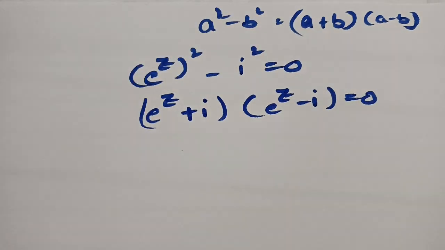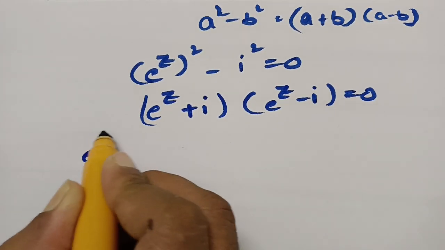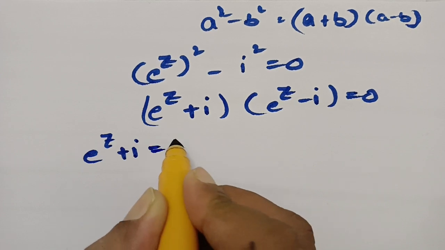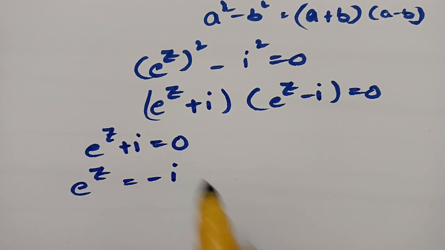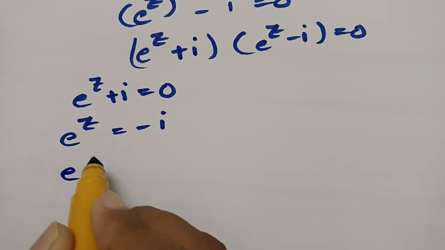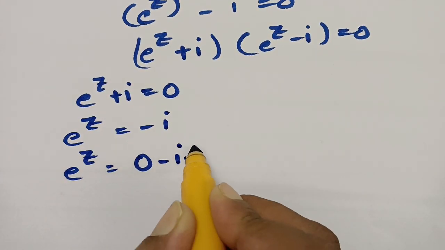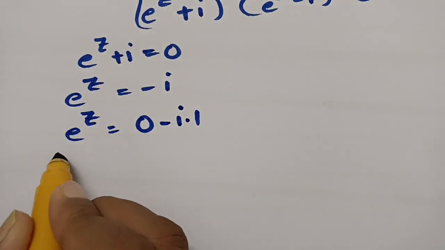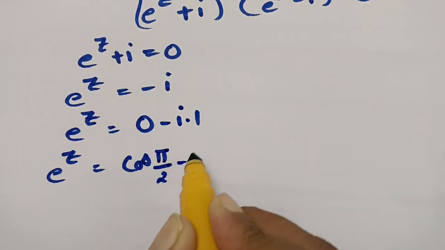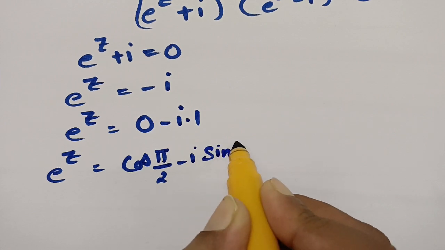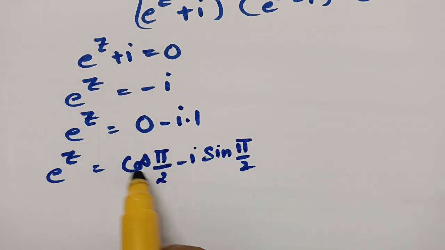Now I am going to equate each and every term to 0. If I equate e power z plus i is equal to 0, see what happens here. This will be e power z is equal to minus i. I am going to write this as e power z is equal to, the real part here is 0 and the imaginary part minus i into 1. Now this can be written as cos pi by 2 for 0, minus i into sine pi by 2 for 1. For 1 I am writing sine 90, and for 0 I am writing cos 90.